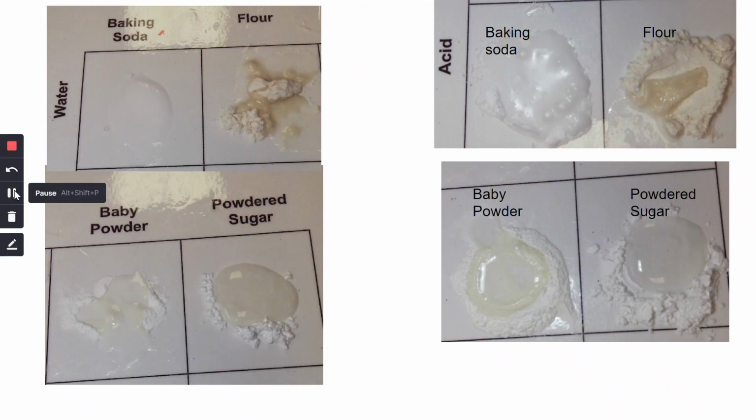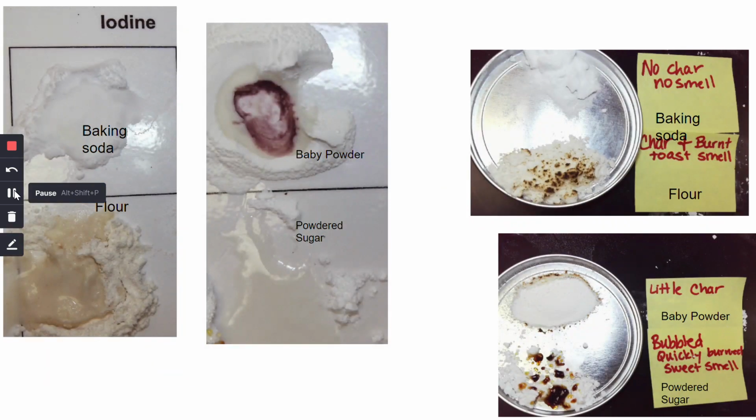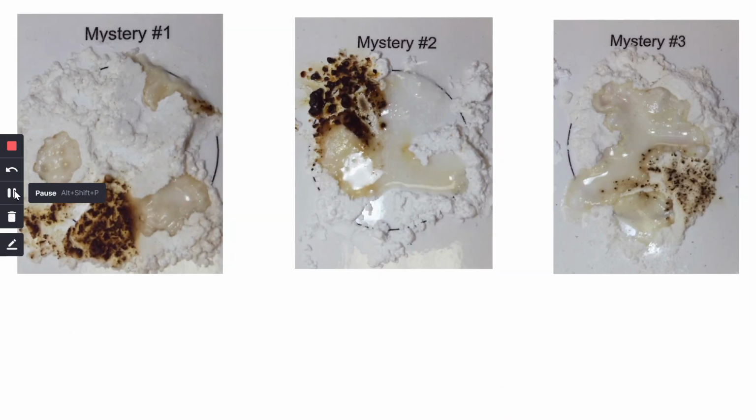If you need to look closely at all of the results from the test, pause your video so that you can see this. This has the water test on the left and the acid test on the right. Here is your iodine test on the left and the heat test on the right. And here are your 3 mystery powders. If you can't remember which test is which, you can always go back in the video and watch it again.